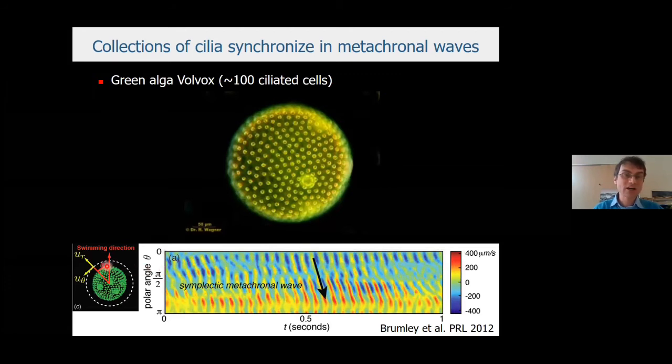So as a function of the polar angle that runs around this spherical cell colony, flow was measured as a function of time. The horizontal axis is time, and the vertical axis is this polar angle. And you see not only nice periodic motion, but the motion at different polar angle positions is coordinated, giving rise to traveling waves of cilia activity that run on the surface of this green algae.